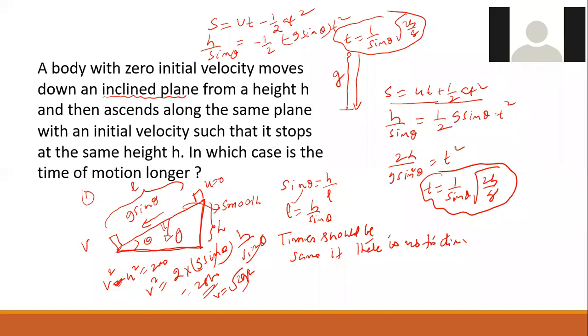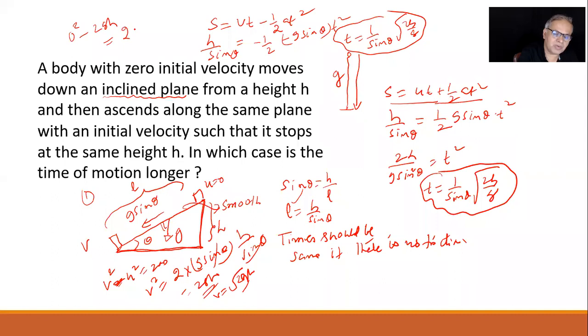So final velocity is 0. So 0 square minus initial velocity 2gh is equal to 2 into, while going up, acceleration is in the direction opposite to the velocity, so minus g sine theta into the distance covered. What is that? We wanted time. I'm sorry, that equation won't work. Let me change. This equation is not the point. We wanted time, the time to go up. What should I do then?